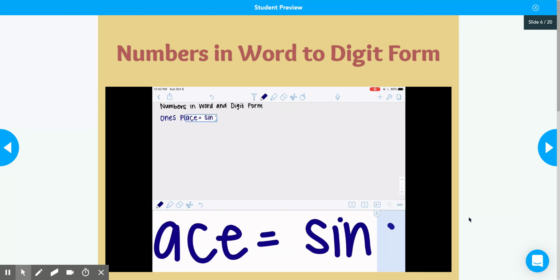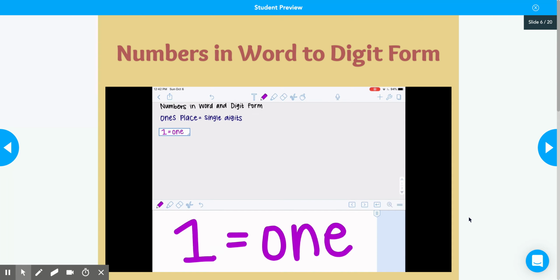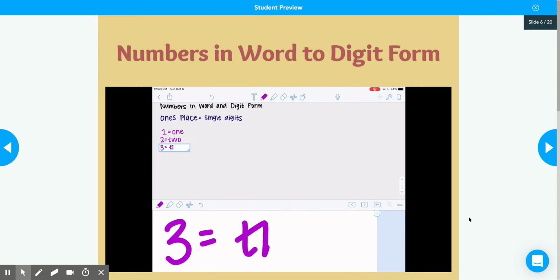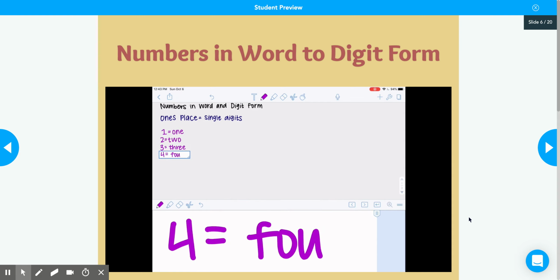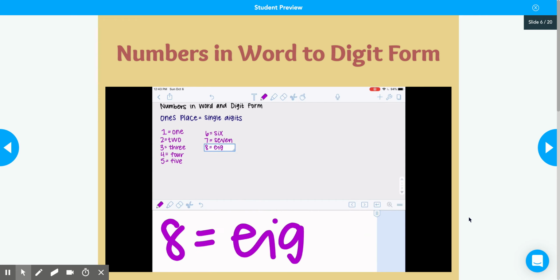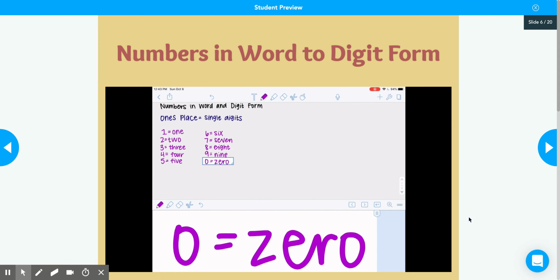First, we will go over single digits in the ones place. 1 equals 1, O-N-E. 2 equals 2, T-W-O. 3 equals 3, T-H-R-E-E. 4 equals 4, F-O-U-R. 5 equals 5, F-I-V-E. 6 equals 6, S-I-X. 7 equals 7, S-E-V-E-N. 8 equals 8, E-I-G-H-T. 9 equals 9, N-I-N-E. And 0 equals 0, Z-E-R-O.